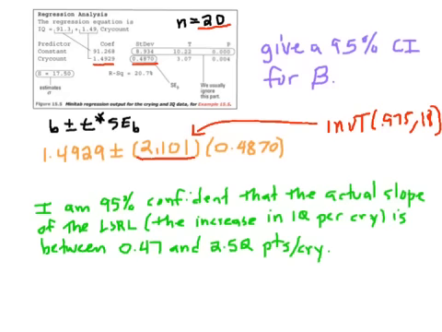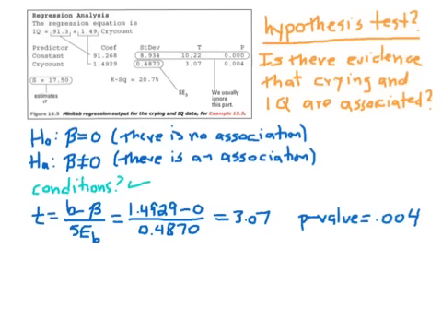And then your paragraph would be, I'm 95% confident that the actual slope of the LSRL, which would be the increase in IQ score per cry, is between 0.47 and 2.52, and that would be in points per cry. It would be the units of the slope, right? So again, it's the inference toolbox, but we do it with computer output, and we just pull out the numbers we need.